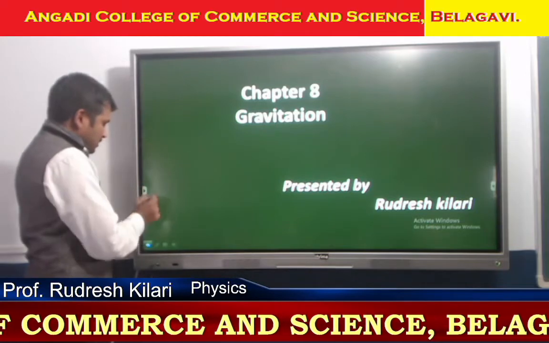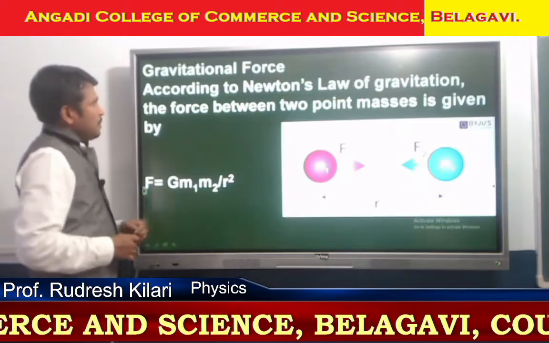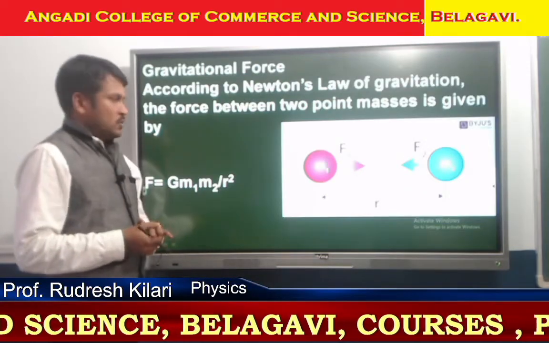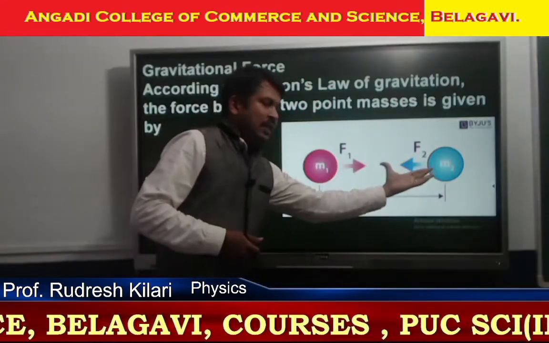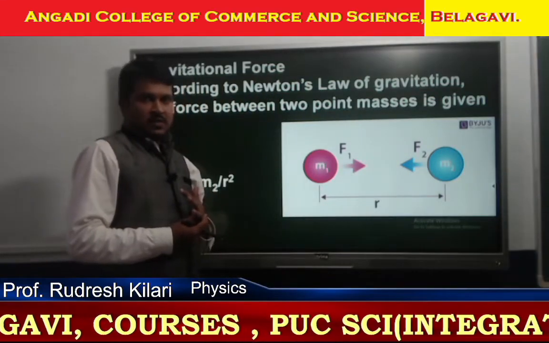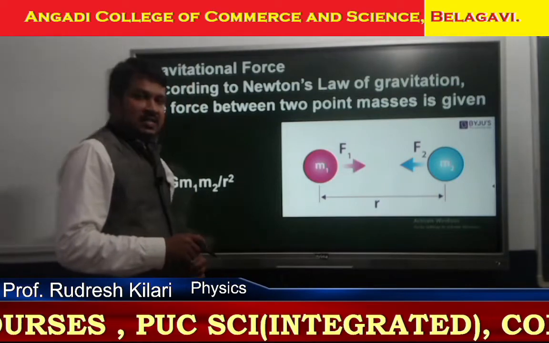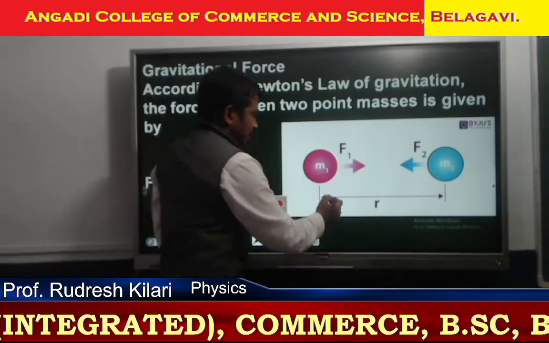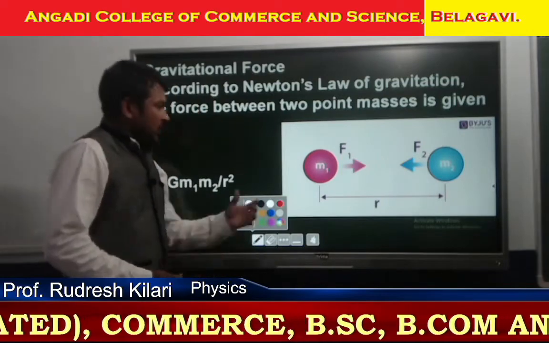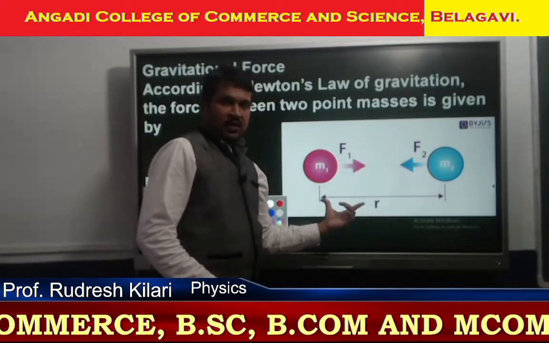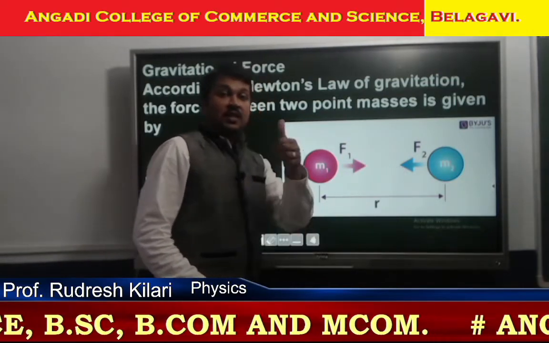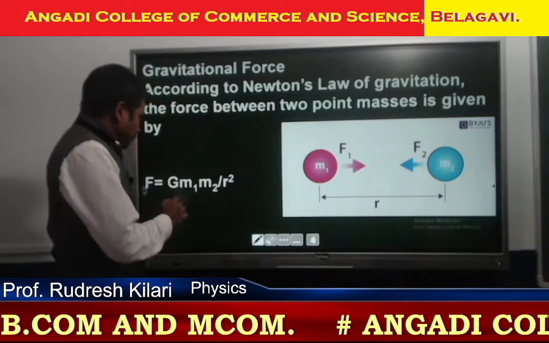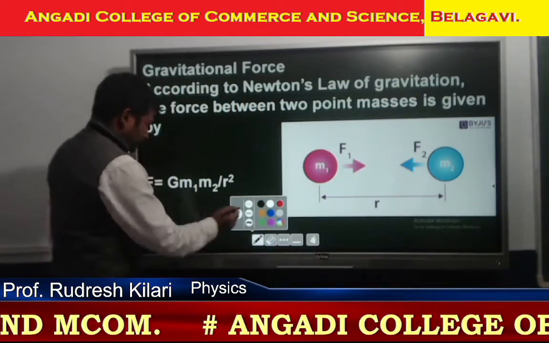Here I will represent the gravitational force. Two masses m1 and m2 are the two masses. These two masses are separated by a small distance r. Between these two masses, the force is present. That force is given by Newton.